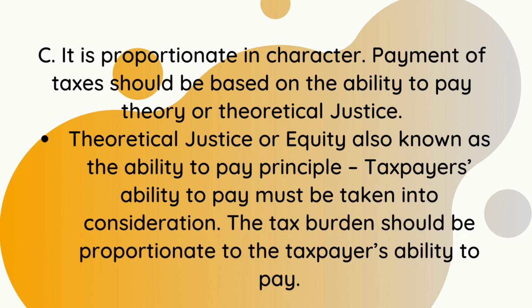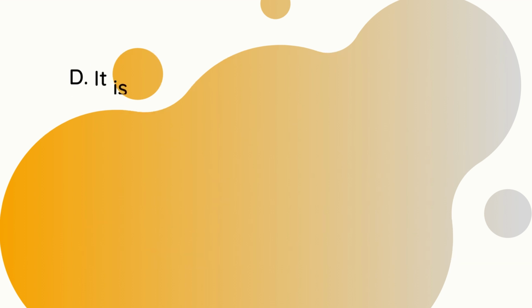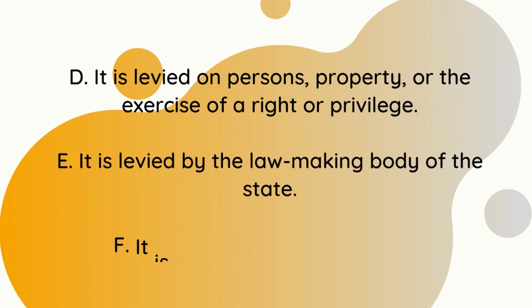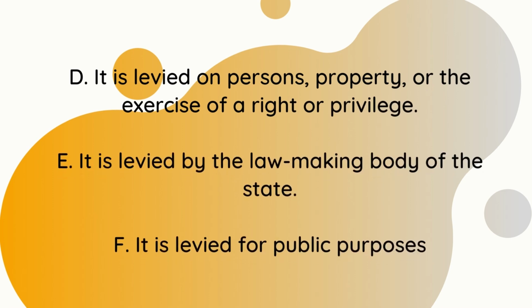Theoretical justice or equity, also known as the ability to pay principle. It refers to taxpayers' ability to pay must be taken into consideration. The tax burden should be proportionate to the taxpayers' ability to pay. Fourth, it is levied on persons, property, or the exercise of a right or privilege. Fifth, it is levied by the lawmaking body of the state. Sixth, and last, it is levied for public purpose.